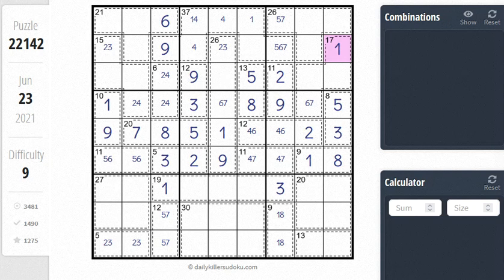Let's see. Oh, this 37 square also has to have an 8 in it because the 8 is just a requirement. So 8 is going to be one of these 3 squares.